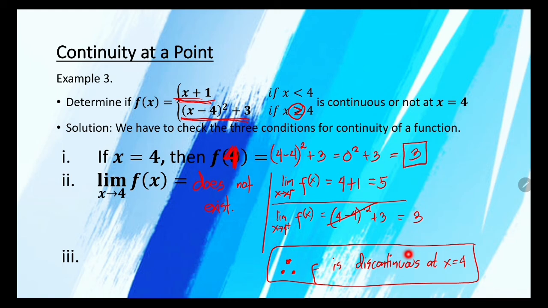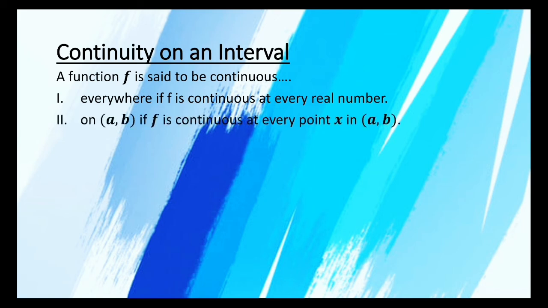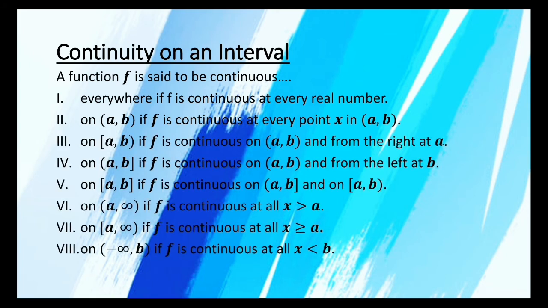So that's it. For the continuity at a point, we have those examples. Discontinuity at a point, we will tackle for the next topic. So that was at x equals c, or any point c. This time, how about continuity on an interval? A function f is said to be continuous everywhere if f is continuous at every real number. These are the conditions for when a function is continuous on an interval.